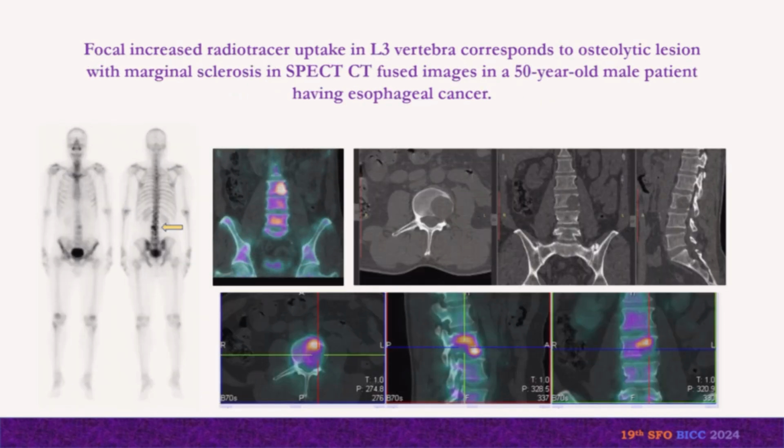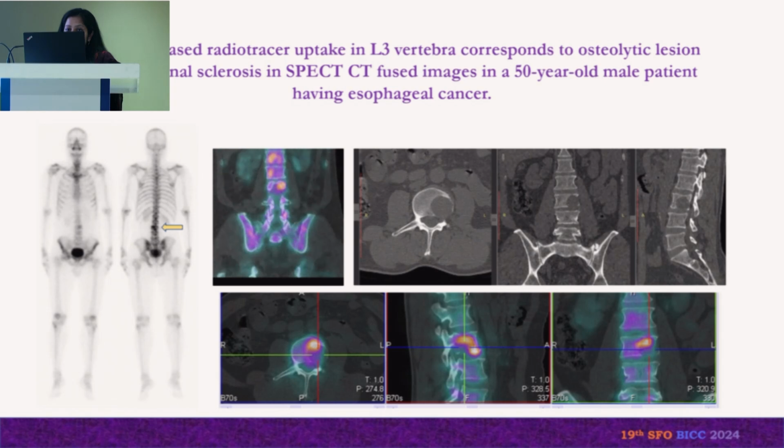The next case: there is a focal radiotracer uptake at L3 vertebra in the planar scan, which corresponds to an osteolytic lesion with marginal sclerosis in SPECT CT fused images in a 50-year-old male patient having esophageal cancer.